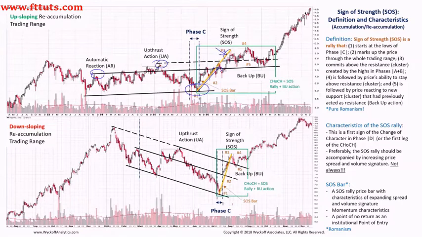So we see that commitment right here. That spends time above that area or in this area, and then that has a backing up action that comes exactly to the area of the support that acted before as the resistance and was created in phases A and B. And that's the definition of the sign of strength rally.